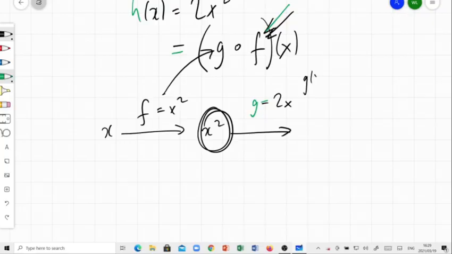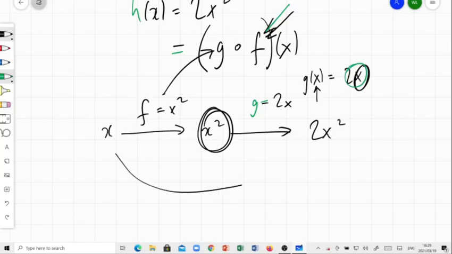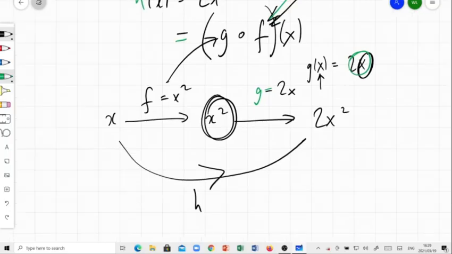Okay, that's what it means when you say g of x is equal to 2x. Whatever you feed it, it actually doubles it up, right? So in this case, you fed it x squared, so you double it up, and then you get 2x squared. So this is the function h of x, which is equal to 2x squared, right?